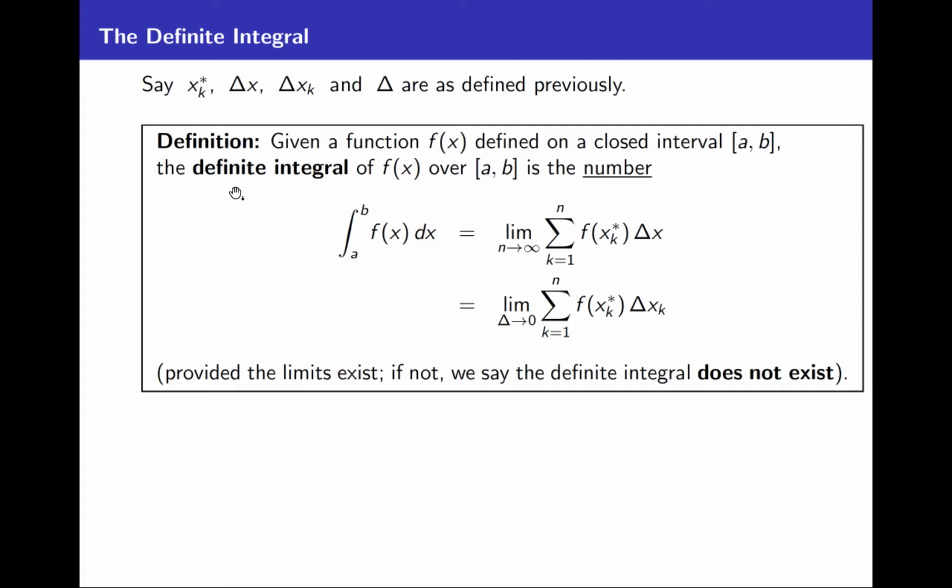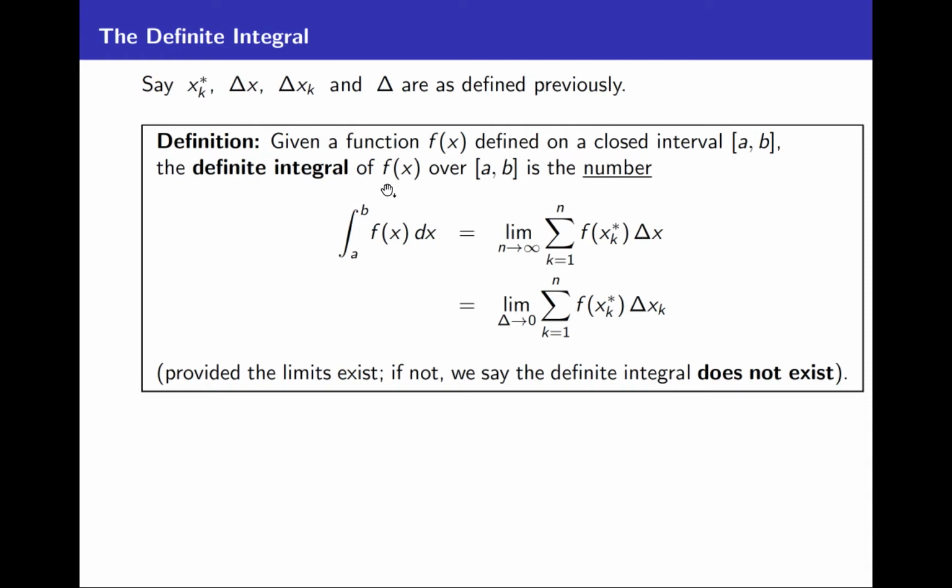Rereading this sentence: given a function f of x defined on the closed interval [a, b], the definite integral of f of x over the interval [a, b] is the number, the definite integral from a to b of f of x dx, and it equals this, or this. All of this is provided the limit exists. If not, we say the definite integral does not exist. So that's it. We'll look at some examples in a moment.